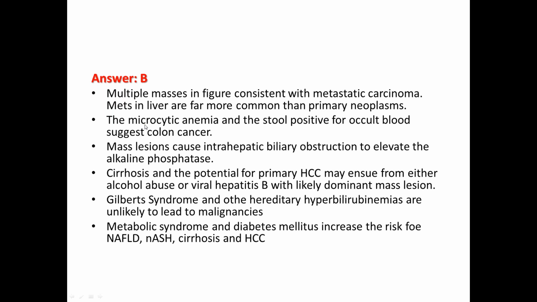We can discuss the answers with them. The microcytic anemia and the stool positive for occult blood suggest colon cancer. The mass lesions cause intrahepatic biliary obstruction to elevate the alkaline phosphatase, which is raised here in this case. The cirrhosis and the potential for primary HCC may ensue from either alcohol abuse or viral hepatitis, where sometimes you may get a dominant mass lesion. And Gilbert syndrome and other hereditary hyperbilirubinemias are unlikely to lead to malignancies. The metabolic syndrome, diabetes, increase the risk for NAFLD, NASH, cirrhosis, and HCC.